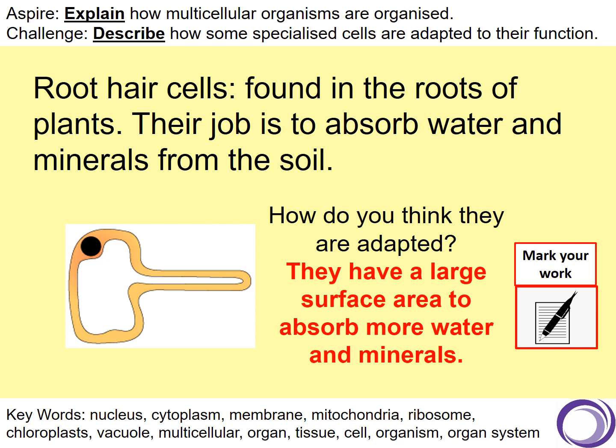So root hair cells are adapted because they have a large surface area to absorb more water and minerals. If you look at the shape of the root hair cell, you can see that it's got a big projection on the right hand side. And by having all that extra surface, that root hair cell can absorb as much water and minerals into it as it possibly can.